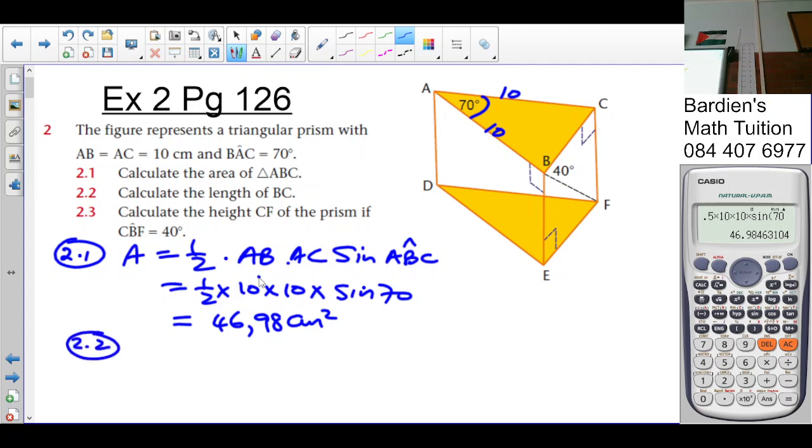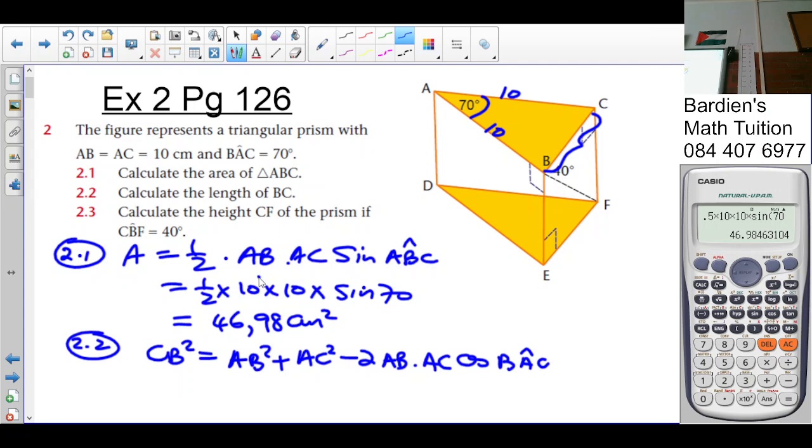Let's look at 2.2. In question 2.2, it says calculate the length of BC. So we're going to use the cos rule. CB squared is equal to AB squared plus AC squared minus 2 AB times AC cos of angle BAC. Do I have to write this out first before I do the calculation? No, there's no mark indicated for this. But just in case somebody else comes across the video, they can see where it's coming from.